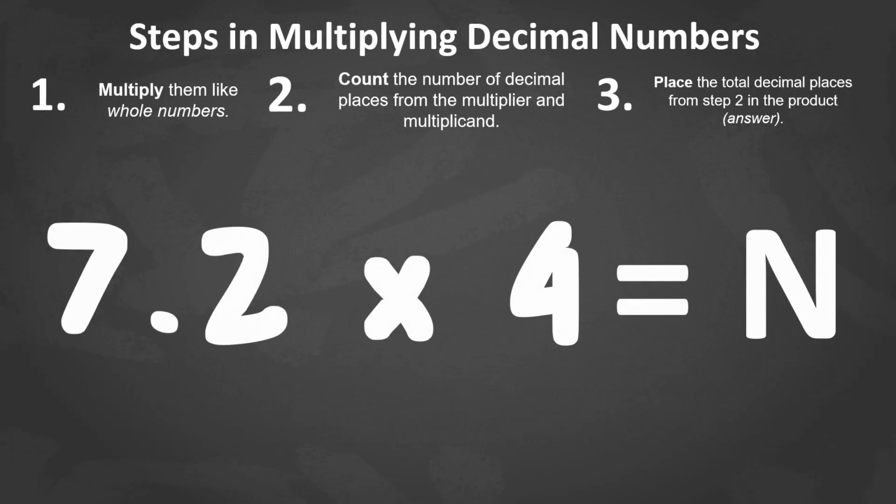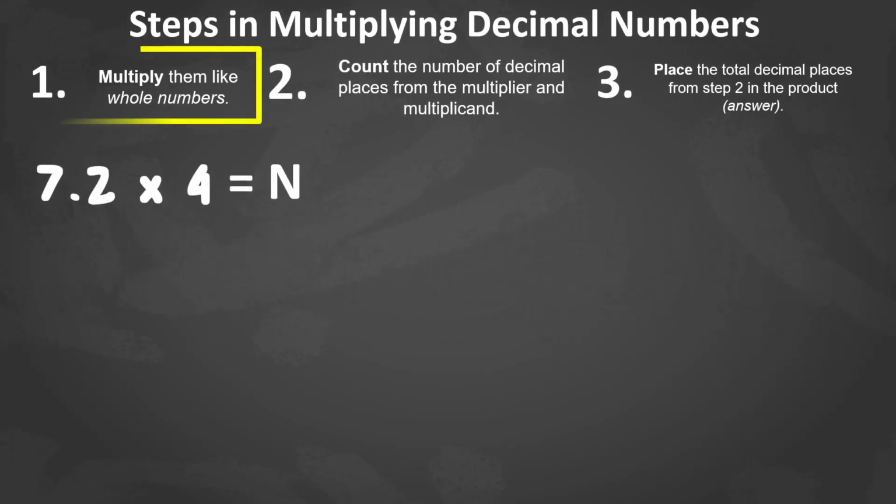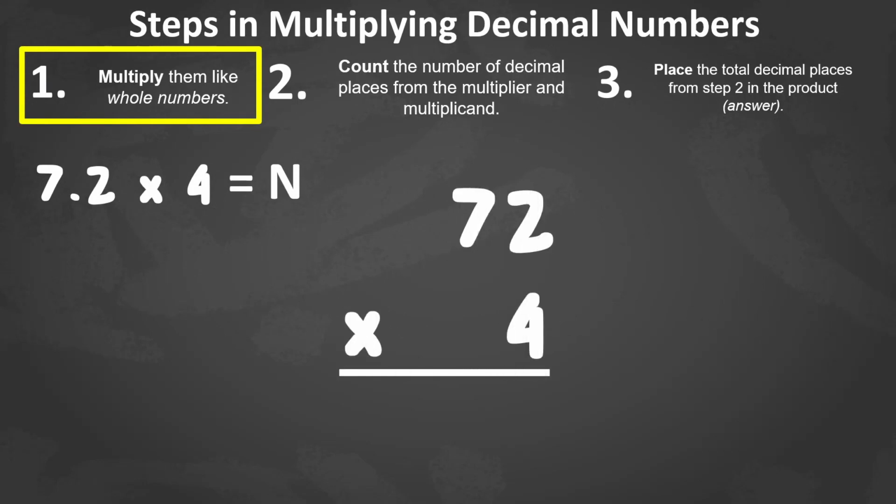Let us multiply 7 and 2/10 times 4. As stated in the first step, to multiply them like whole numbers, we assume that 7.2 will be 72. Then multiply it with 4. We multiply our multiplicand to the digits of our multiplier. We start with 4 times 2, which will give us 8. Then 4 times 7 gives us 28. So therefore, 72 times 4 is 288.